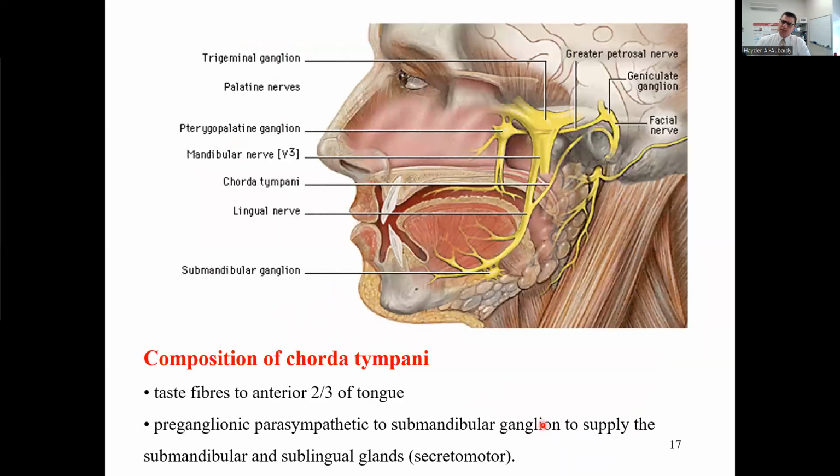Let's see. So this is another image for the facial canal. You see this is the facial canal. We know that the facial canal exits the skull inferiorly through what is called the stylomastoid foramen that we discussed previously. But the chorda tympani exits the skull through the infratemporal fossa and goes all the way to join this branch, which is called the lingual branch. This is a branch from the mandibular division of the trigeminal nerve.